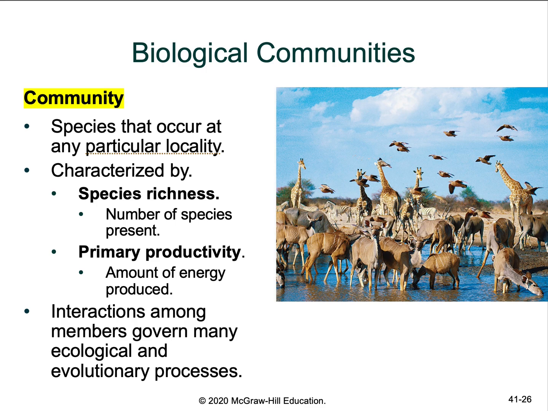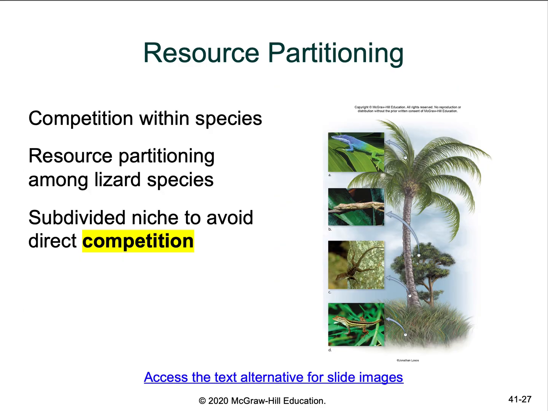Another thing when they're interacting is that they're also competing. There's a good picture here of a tree and how there are different types of lizards living on different parts of the tree because of competition. They will probably eat different things. Different insects will live on different parts of the plant. This is how they're able to coexist. We call that resource partitioning, and it is due to competition.